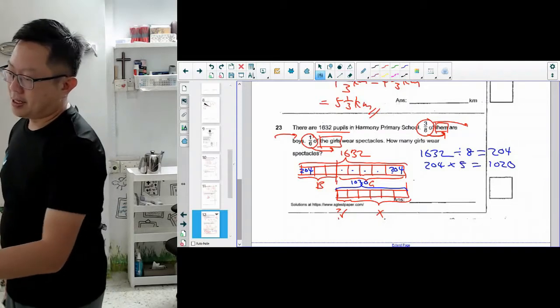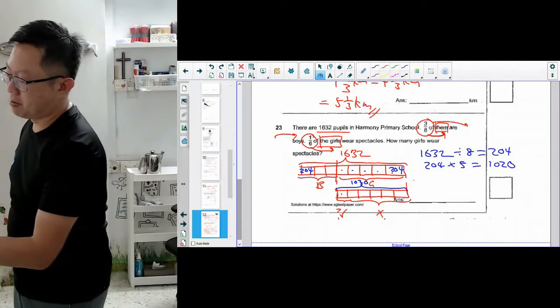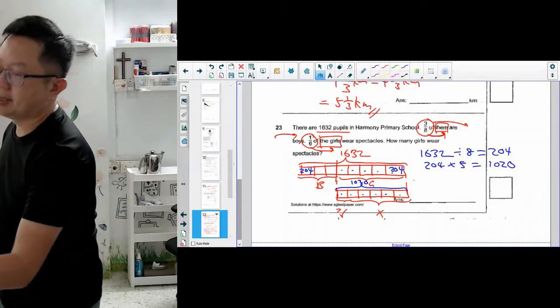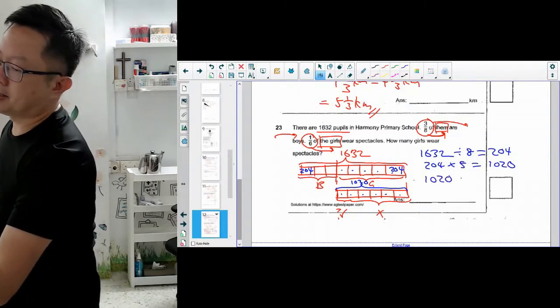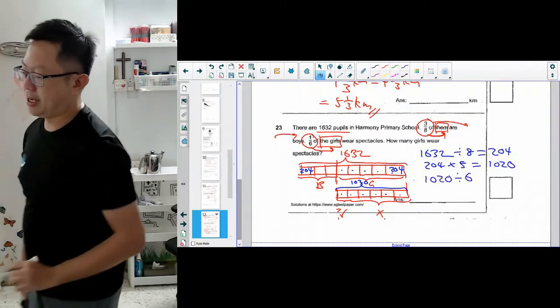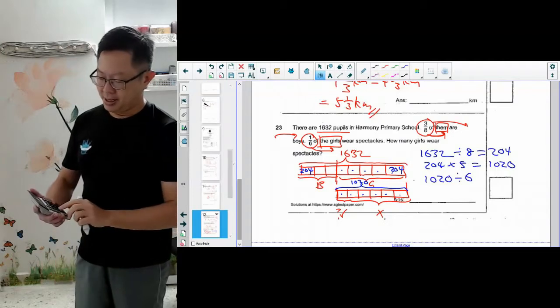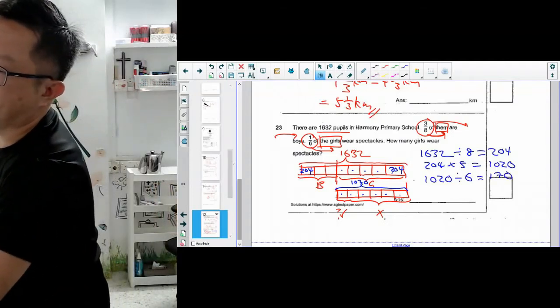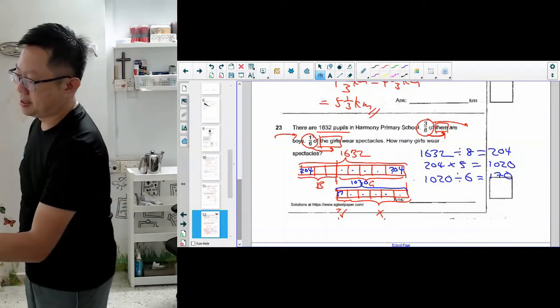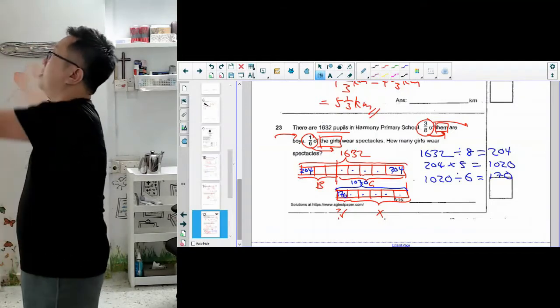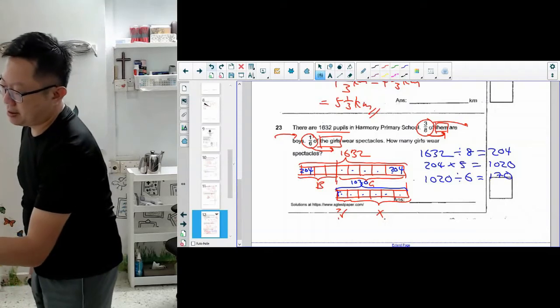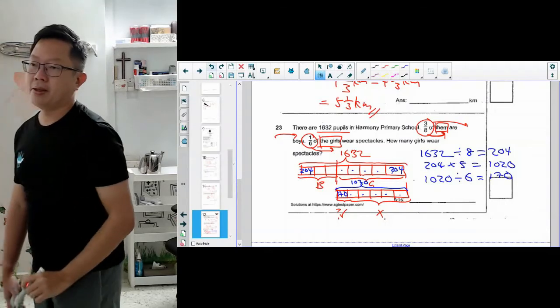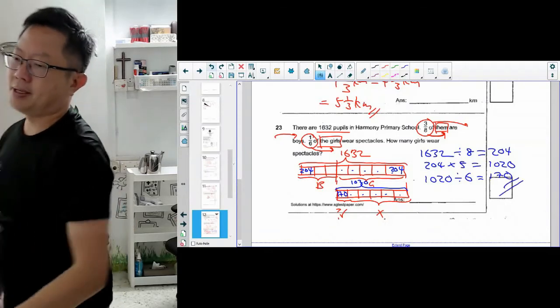And how many boxes are there? There will be 6 boxes, which is 1, 2, 3, 4, 5, 6. And you take 1020 and then you go and divide by 6 to get how many girls wear spectacles. And you do your working, you will get 170 girls wear spectacles. So this is your 170. And you got your answer, right? Using model drawing. So your answer is 170 girls wear spectacles.